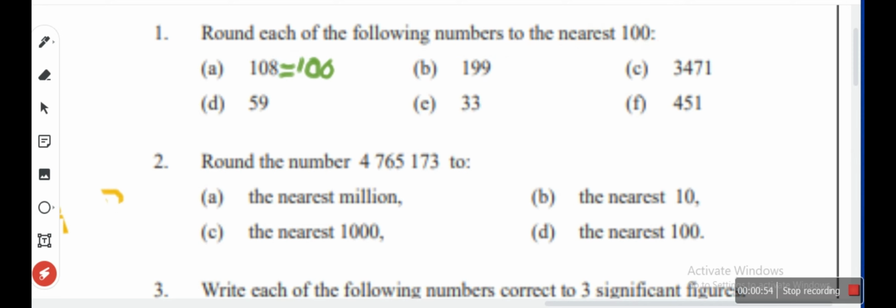It says round each of the following to the nearest 100. Some practice questions. Okay, to the nearest 100 means you are stopping at 110, because this is unit, this is 10, this is 100. You are stopping at 1, so this is correct. Okay, I will mark it for you. B. Let's go to B.